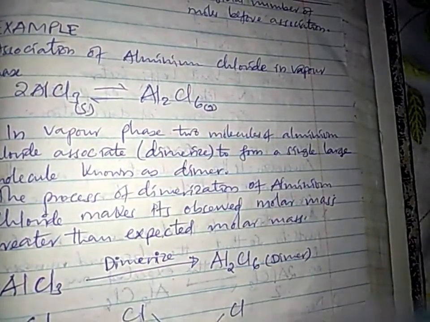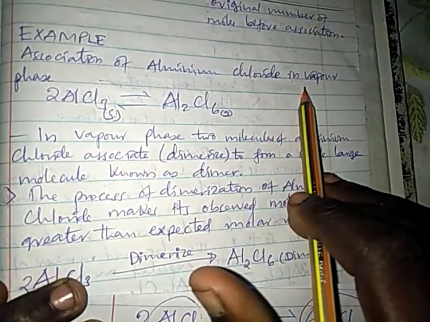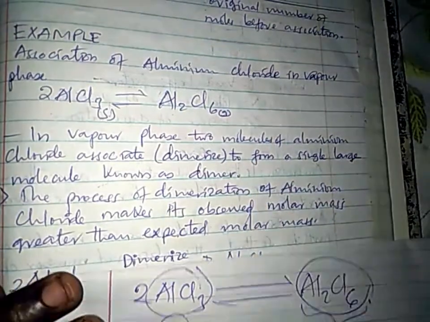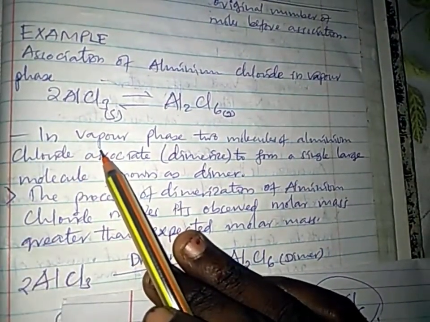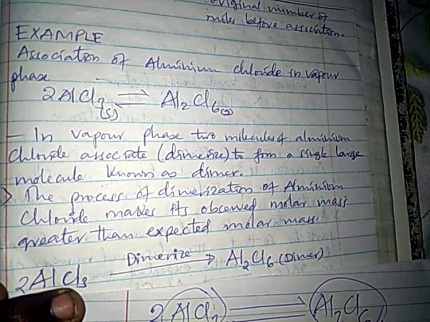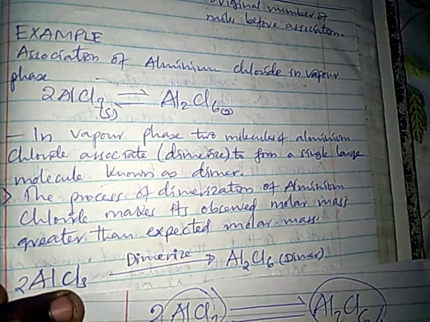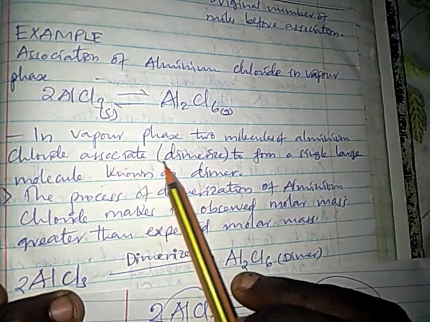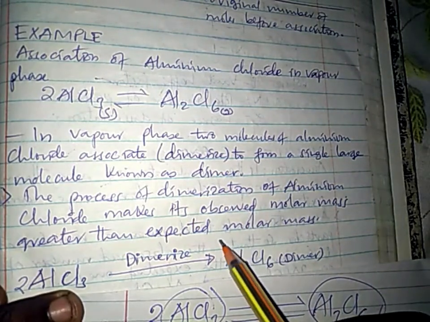So now let's see an example of association: association of aluminium chloride in vapor. When aluminium chloride is in the vapor phase, we will see later about the liquid phase, solid phase and vapor phase, just like the states: solid state, gaseous state and liquid state. So in the vapor phase, two molecules of aluminium chloride associate, or they dimerize. We call it dimerization.